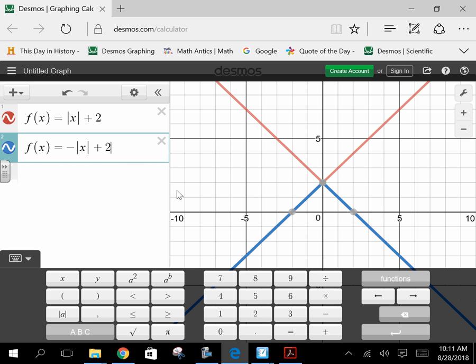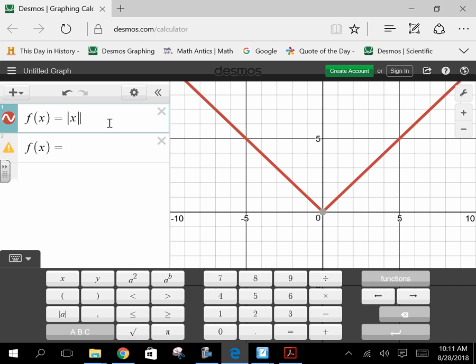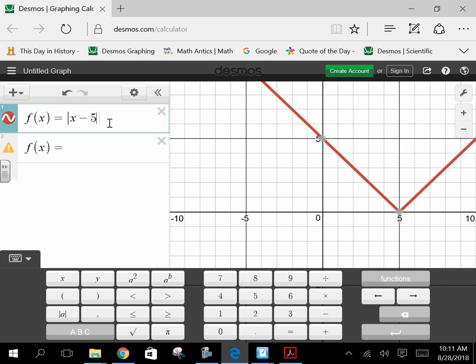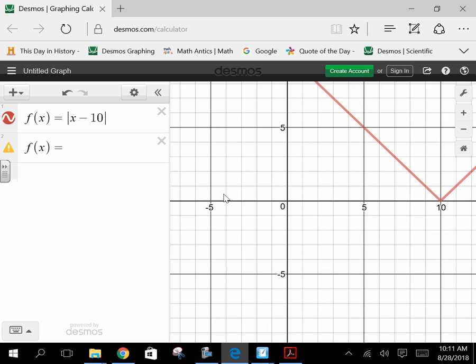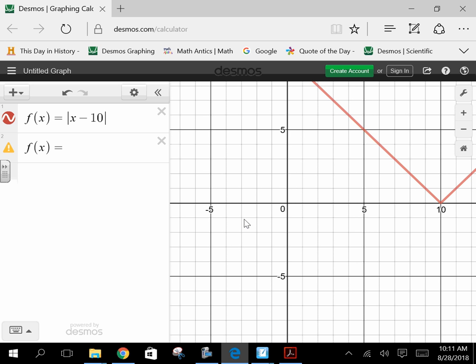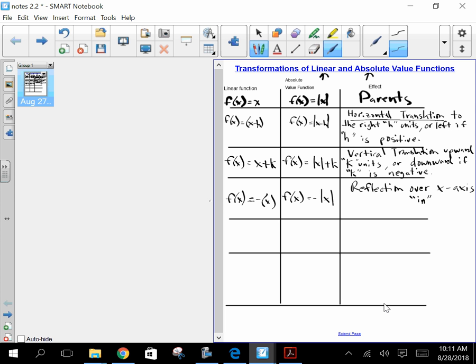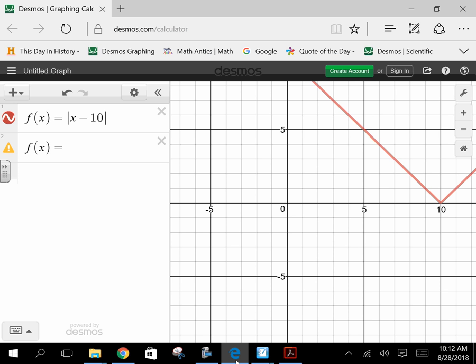Before I do the last one, let me prep this here. -5. Actually, go with -10. So look what I did. I put x minus 10, there's an h value. That was the first one we did. I put a minus h, and it's a horizontal translation to the right 10 units. Look at, that's what I did. Right now you're just paying attention.